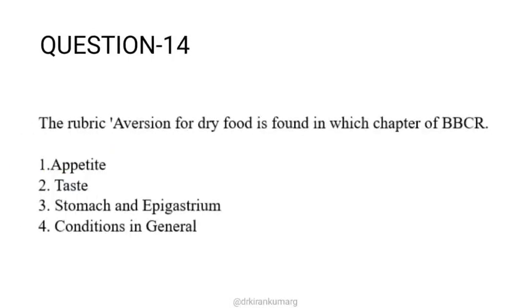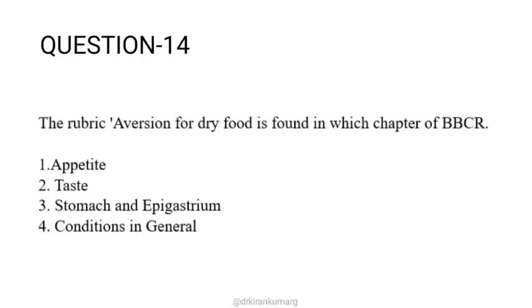Moving on to the next and last question. The rubric aversion for dry food is found in which chapter of BBCR? So it's a question from BBCR. The symptom is given. We need to identify which chapter the rubric belongs to. Option 1 appetite, option 2 taste, option 3 stomach and epigastrium, option 4 conditions in general. Whenever you study a rubric or a chapter, you should always try to compare with the other two subordinate repertories as well, like BTPB as well as Kent.